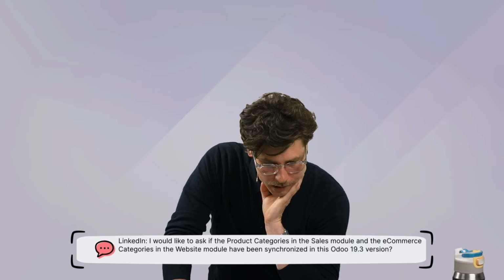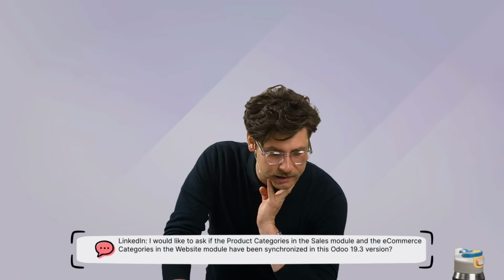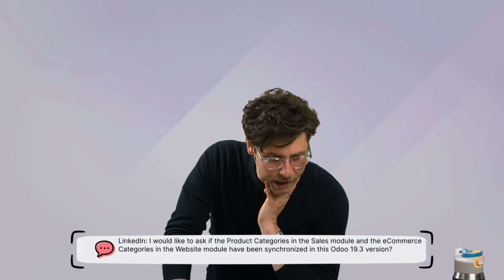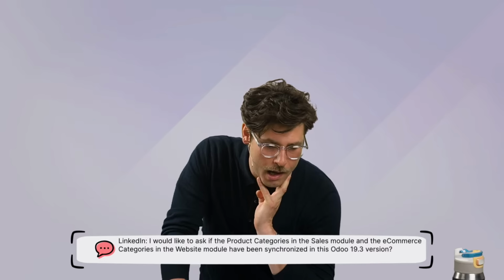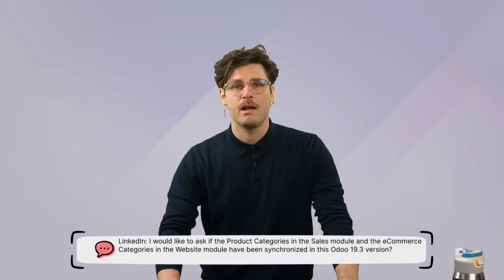Going back to the question, then we have a question from LinkedIn. I would like to ask if the product categories in the sales module and the e-commerce categories in the website module have been synchronized in this Odoo 19.3 version. Nope, they have not. I do not think they will. This is really different things. Again, I'm not a developer, a product owner, but the nature of the fields are quite different.